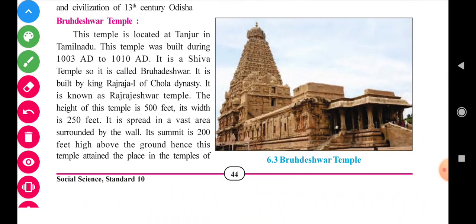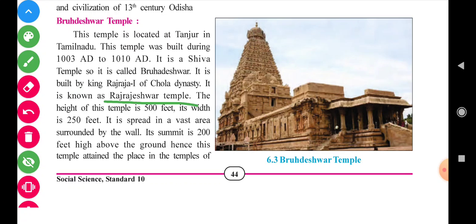After that, Brihadeshwar temple is there. Brihadeshwar Mandir. This temple is located at Tanjore in Tamil Nadu, which was built during 1003 AD to 1010 AD. It is a Shiv temple, so it is called Brihadeshwar, क्योंकि शिव भगवान का नाम भी इसमें से है. It is built by the king Rajaraja I of Chola dynasty. It is known as the Rajarajeshwar temple.